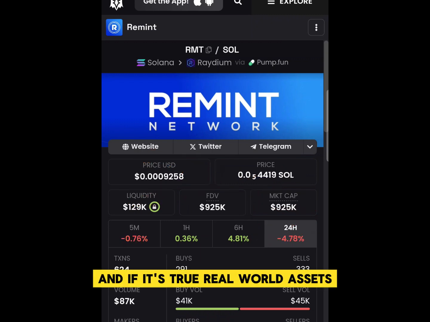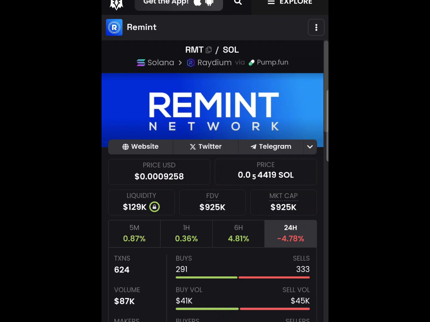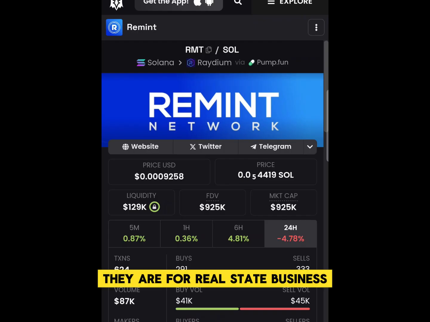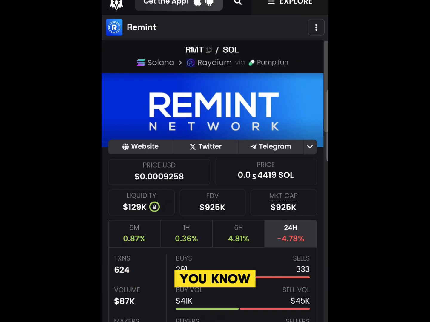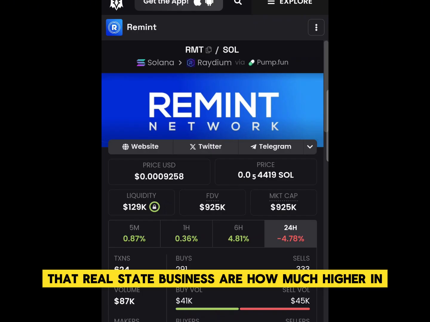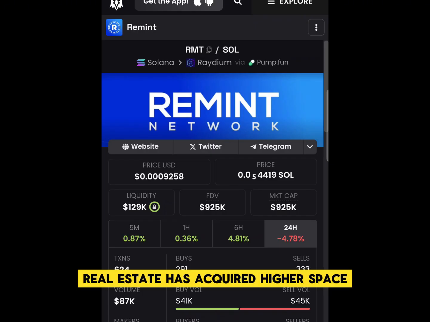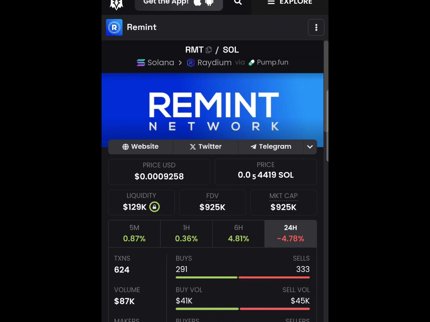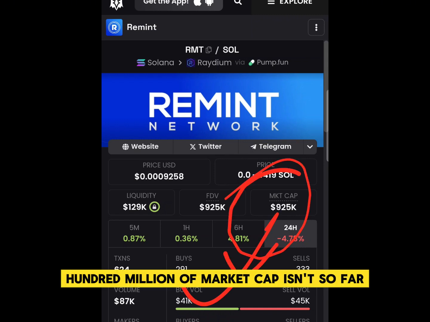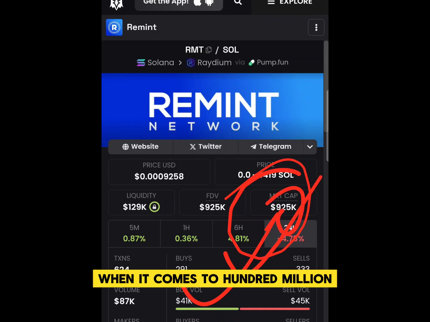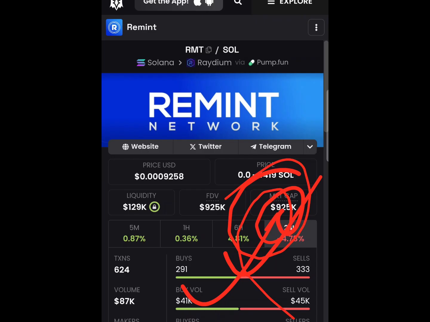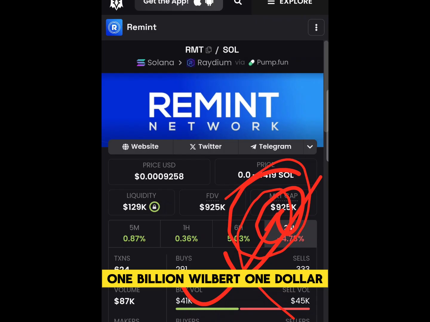And if it's a true real world asset token, as they have mentioned, that they are for the real estate business, and you know how high real estate business stands among all the businesses. Real estate has acquired a higher space among all businesses. So if they already have a tie-up with bigger real estate businesses, then a 100 million market cap isn't so far. On 1 million it is 0.001, on 10 million 0.01, on 100 million 0.1, and 1 billion will be $1.